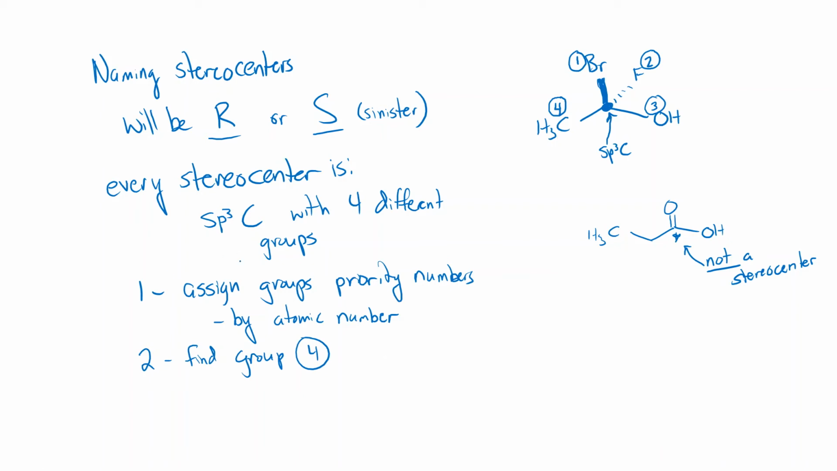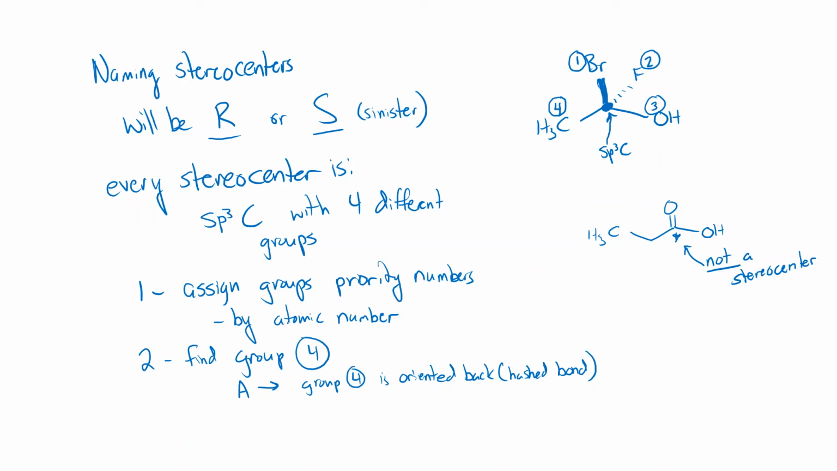And then there's two options. In scenario A, group 4 is oriented back, or it has a hashed bond, right? Now that's not the case here. Group 4 in this case has a straight line bond off to the left side. So fluorine is the group that's oriented back. So we're not in scenario A this time, okay? We're just going to keep going with this.